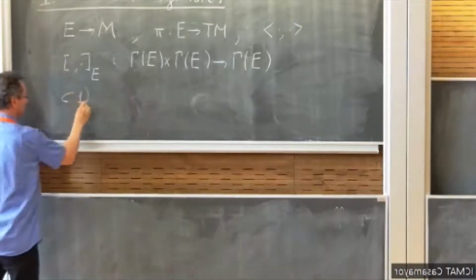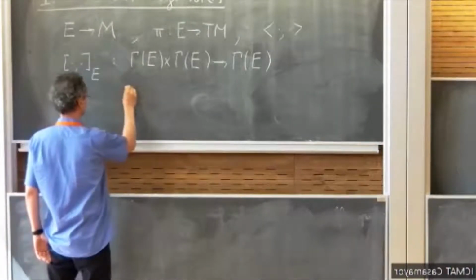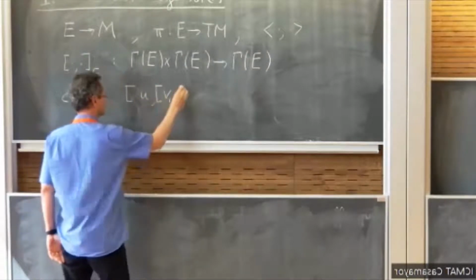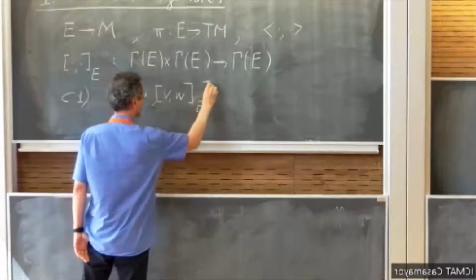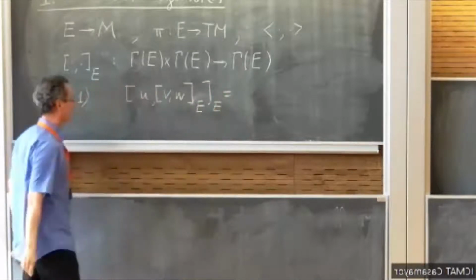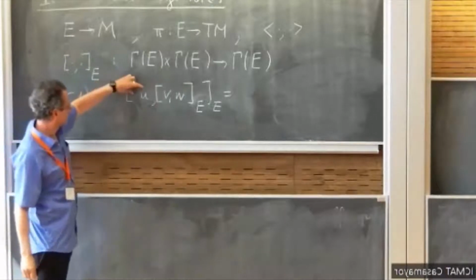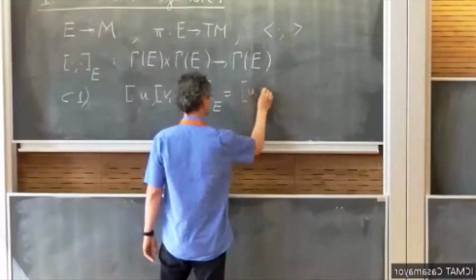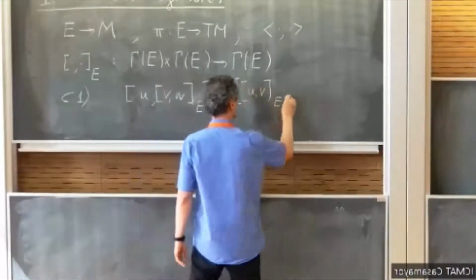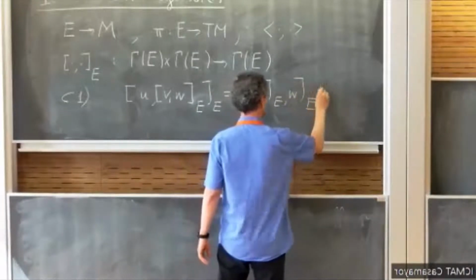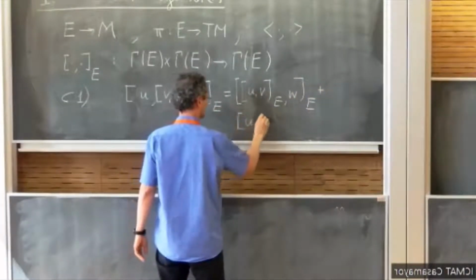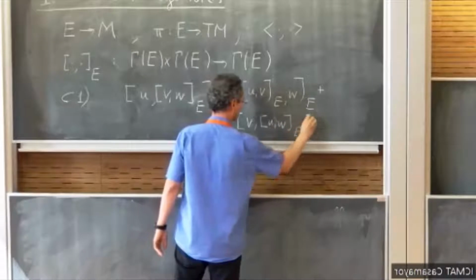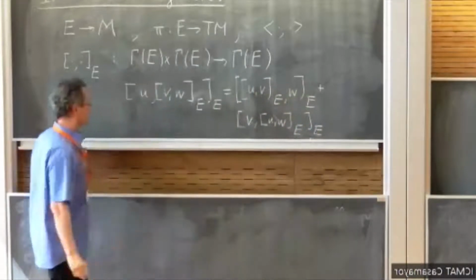So the first axiom is just the Jacobi identity. If you write it in the following way, it's just a familiar identity. The Jacobi identity tells you that the bracket with an element is a derivation for the bracket. So this is the same here. We have the bracket of U with the bracket of V and W, equals the bracket of the bracket of U and V with W, plus V, bracket of U with W. This is the first axiom.